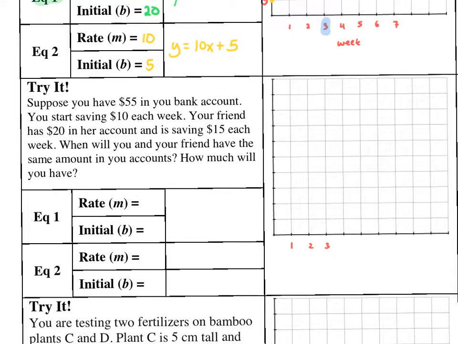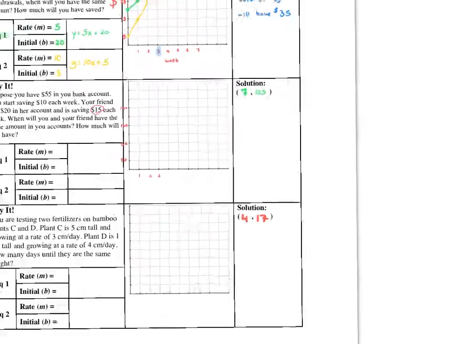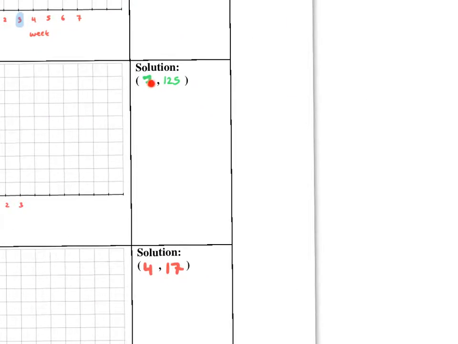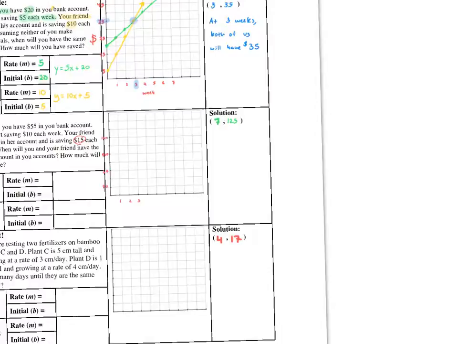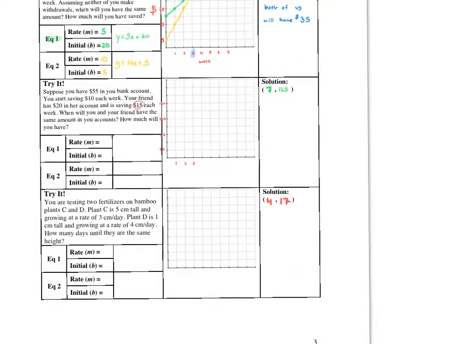So let's see, going up by 20s, 20, 40, 60, 80, 100, 120, 140, something like that. It just makes it a little bit awkward, so you're going to have to estimate a little bit on this one. Now, when you check the answers here, after 7 weeks, they will both have $125, and down here, the plants, after 4 days, they'll both be 17 centimeters tall.